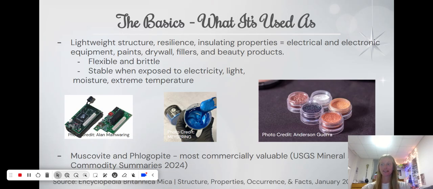it is often used in electrical and electronic equipment as well as in paints, drywall fillers, and beauty products. Additionally, mica is very flexible, brittle, and it is stable when exposed to electricity, light, moisture, and extreme temperatures. These properties of mica make it useful for a multitude of different products across a variety of industries. According to the 2024 United States Geological Survey, muscovite and phlogopite are the most commercially valuable micas.